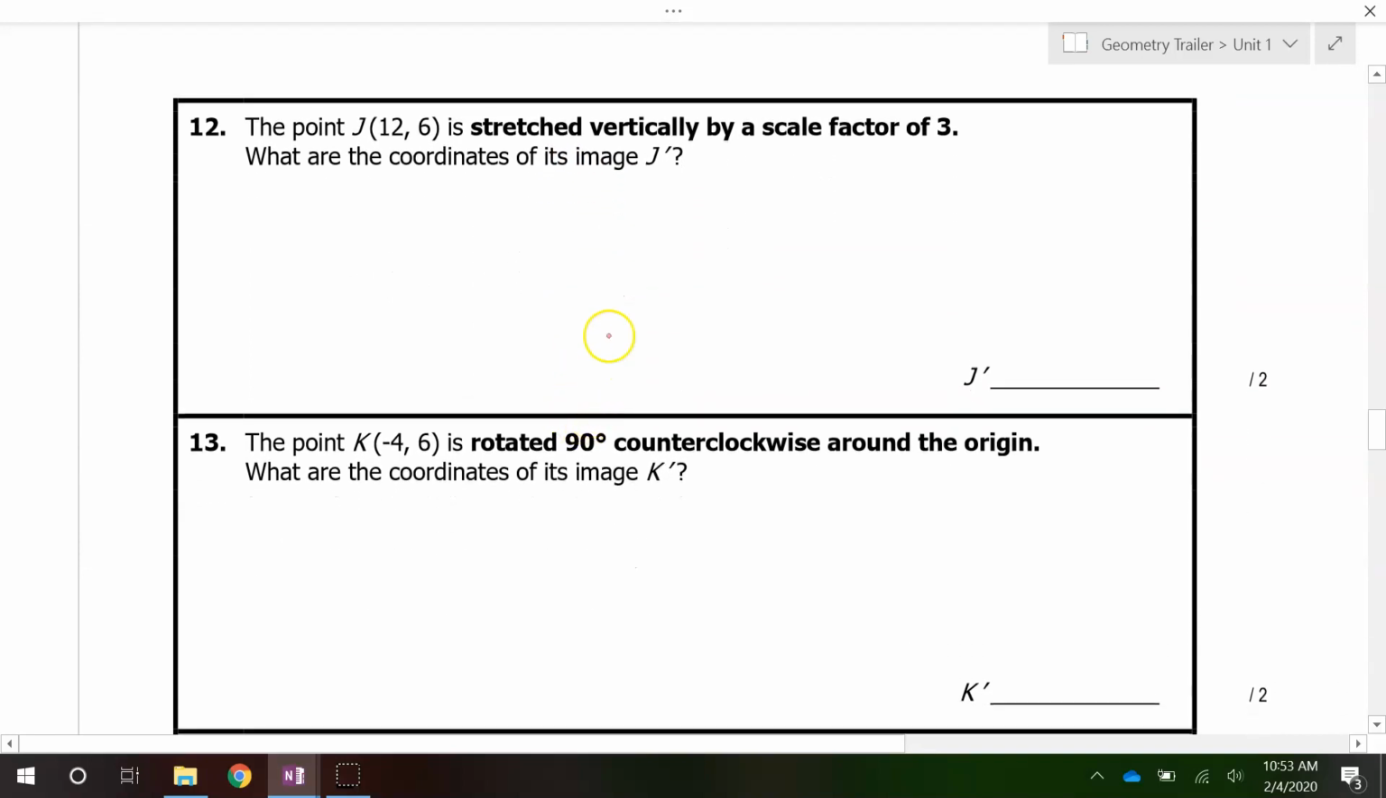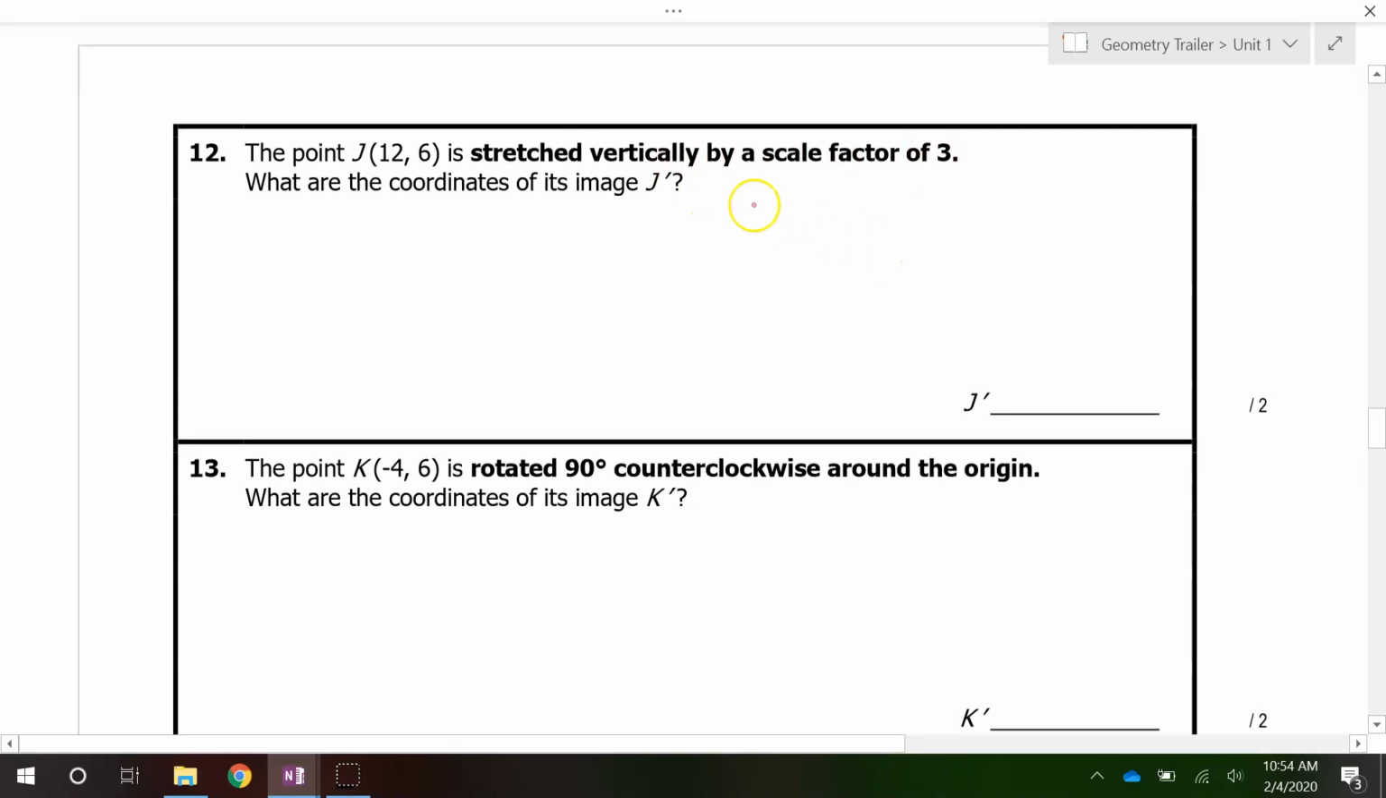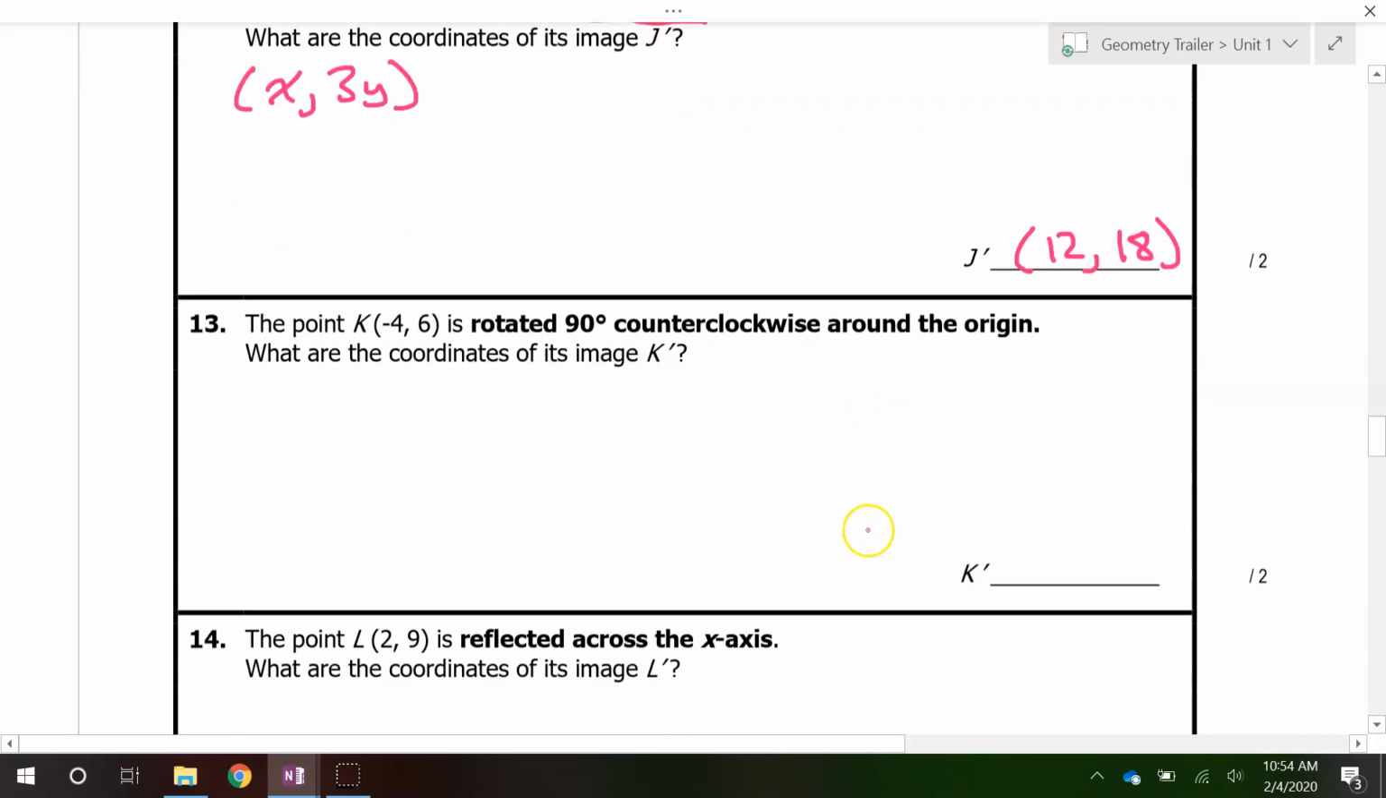Number 12. The point J, which is 12, 6, is stretched vertically by a scale factor of 3. As soon as I see vertically, that tells me that we're talking about a change to the y values. Y values only. So in other words, we're going to keep the x value the same, and we're going to multiply the y value by 3. So in this case, we're going to keep the 12, but 3 times 6 is 18. Only the y value. And that's it. Okay, that was pretty easy.